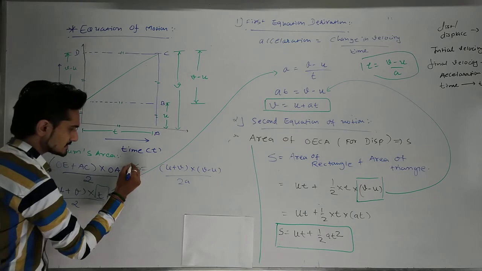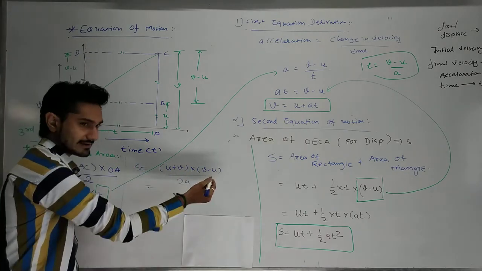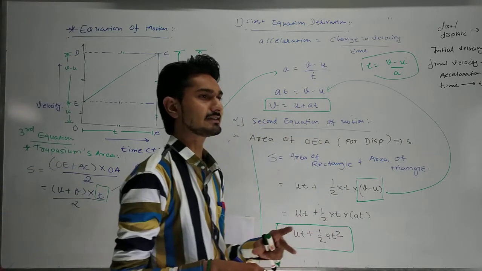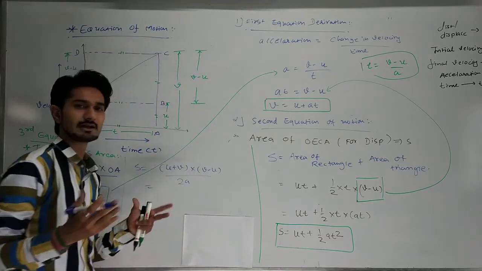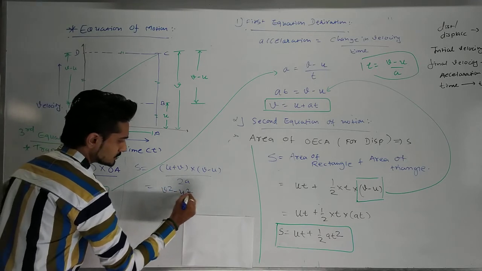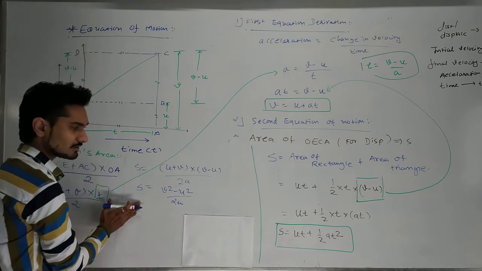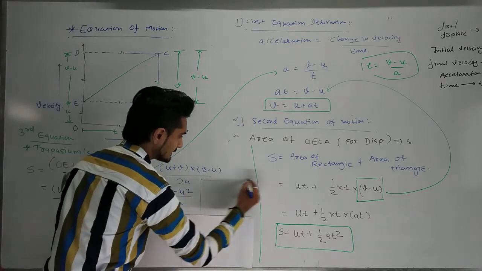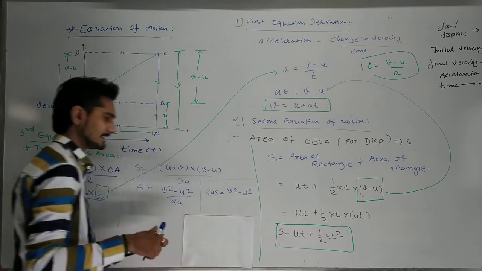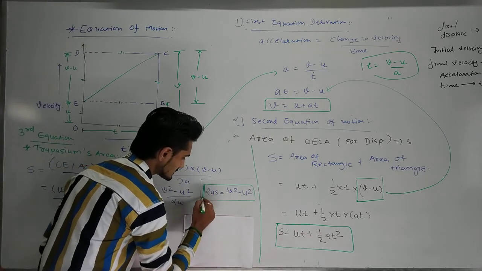Here S is also present. Now what happened? You can see that one factor is x plus y and one is x minus y. If we merge those factors, it gives us x square minus y square. So we can write (V square minus U square) upon 2A is equal to S. Now this 2A will come on that side. So we can write 2AS is equal to V square minus U square, and this is the third and final formula for the equations of motion.